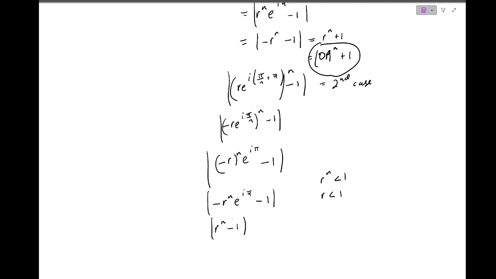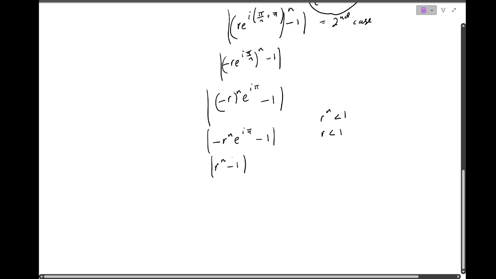for numbers between 0 and 1, if you square it or you take it to the nth power, where n is an integer, then it's going to get smaller. So r is less than 1, therefore r to the n is less than 1. And what we have to do is multiply the bracket by -1 to get 1 minus r to the n.